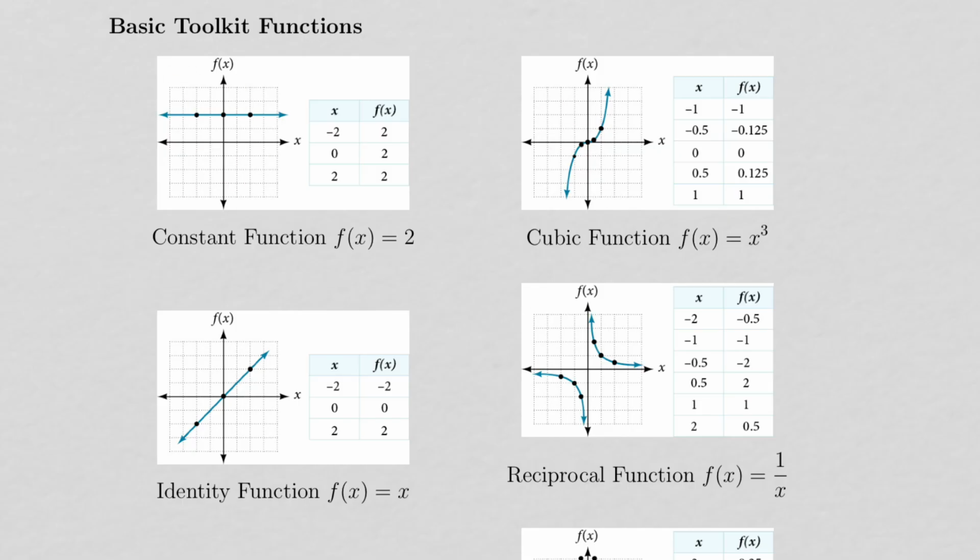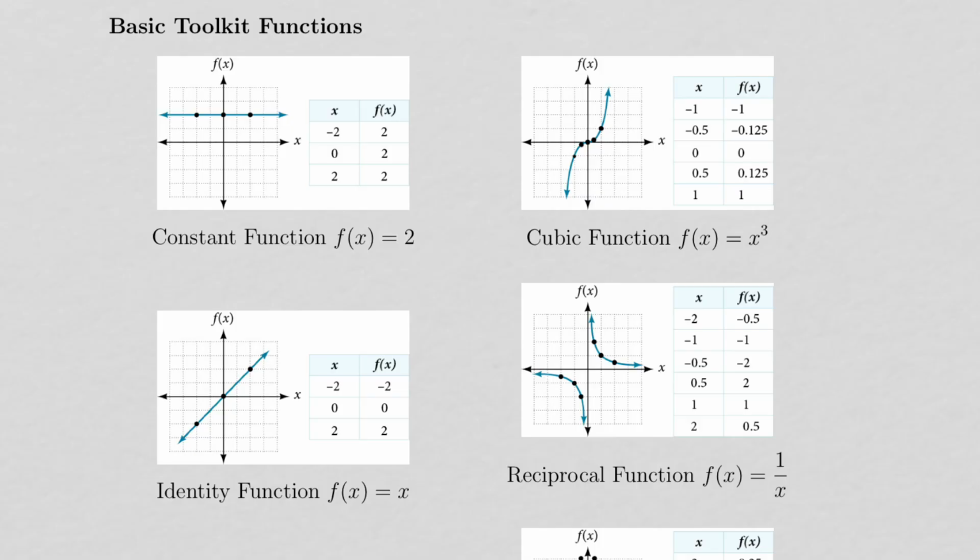So first one is a constant function. What this is basically for each input, there's exactly one output and it's the same output. It's a constant value. So there's a little table here. There's a couple of input values that were given, -2, 0, and 2. And it just so happens the output is always 2 in this case. So when you graph that, you're going to get a horizontal line. So that's a constant function, one that you should be aware of.